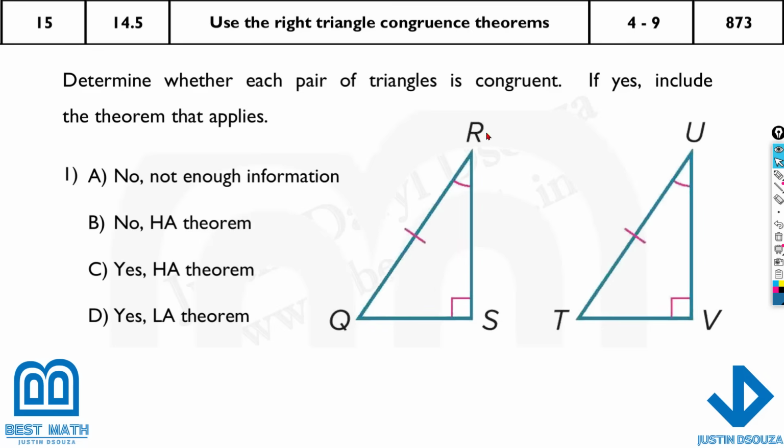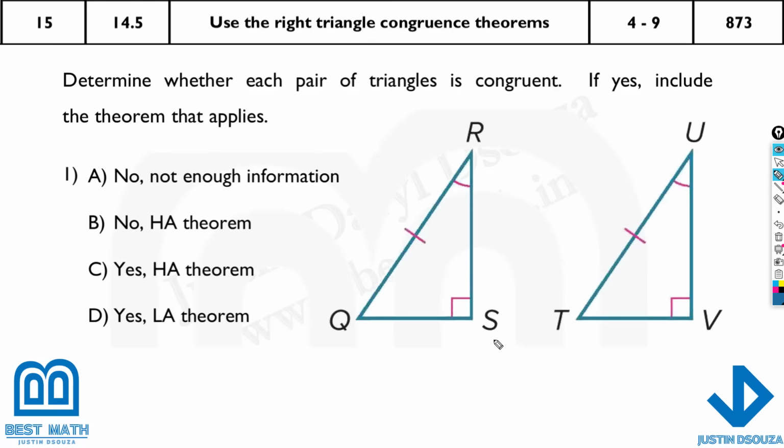You can see here they have told us to determine whether these two triangles are congruent or not. These two are right triangles, and if so, you should tell which is the property. Now, option A is no, not enough information; no, HA theorem; yes, HA theorem; and yes, LA theorem. Let's see about this. Ignore these options for a minute.